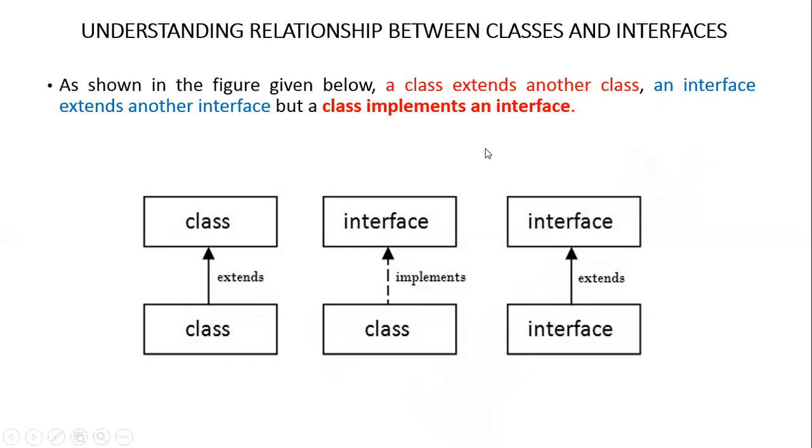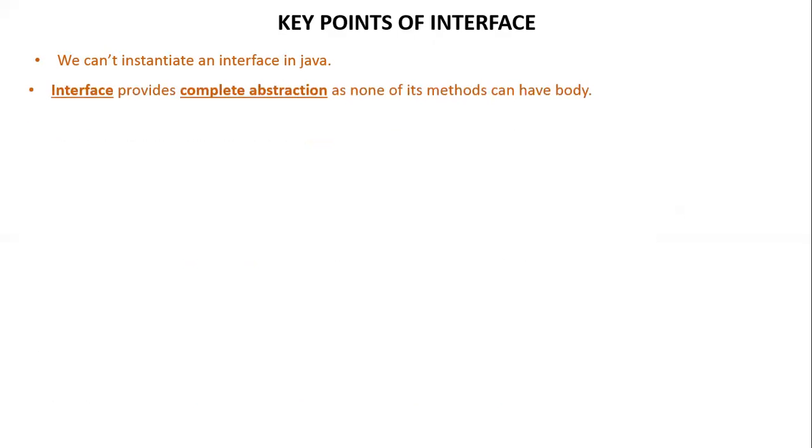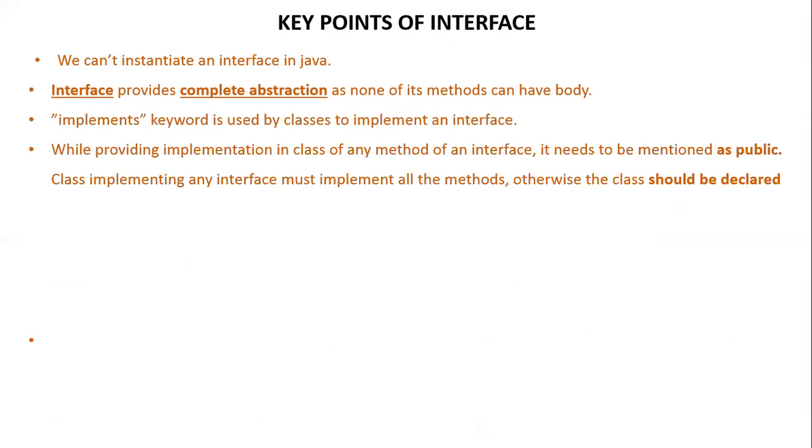Now let's summarize interfaces. Key points of interfaces: We cannot instantiate an interface in Java. Interface provides complete abstraction as none of its methods can have a body. The implements keyword is used by classes to implement an interface. While providing implementation in a class of any method of an interface, it needs to be mentioned as public. A class implementing any interface must implement all the methods, otherwise the class should be declared as abstract. An interface cannot be declared as private, protected, or transient.